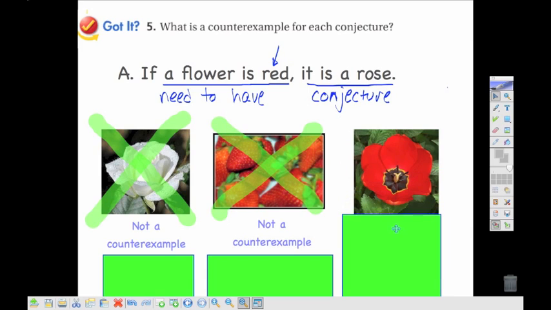In our next one, I've taken a tulip. Now a tulip is a flower, it is red, so we have everything that we need to have, but it is not a rose, proving our conjecture to be false. This is a counterexample because it shows our conjecture is false.